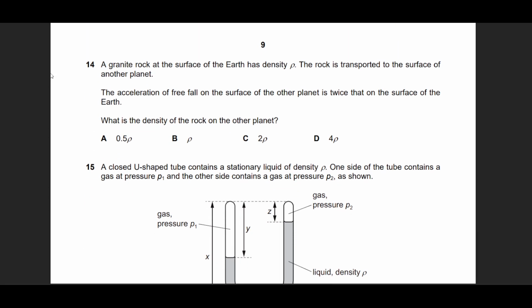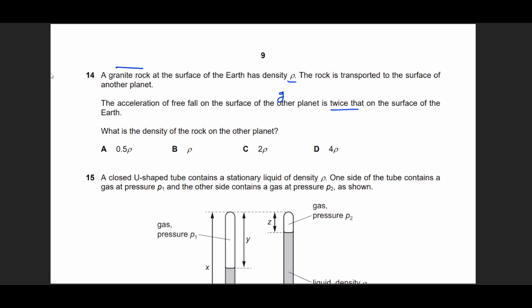Moving to question number 14. This is a trick question. It's going to be solved very quickly. A granite rock of density rho is transported from Earth to the surface of another planet. Let's say we go to the moon, or let's say Mars or something else. The gravitational attraction is twice as much as the Earth. Does it matter to the density? No, it does not. Why?